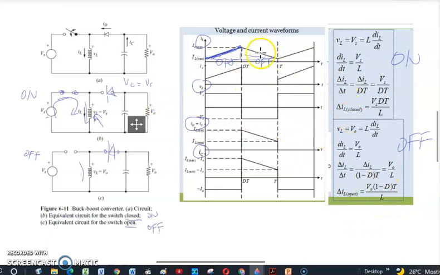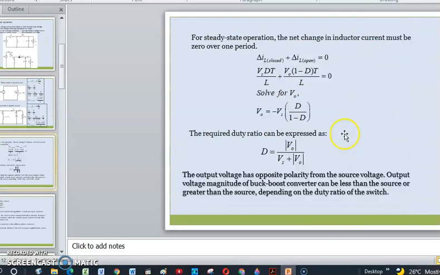So both equations, delta IL during on and during off, added together by right should be 0. For steady state operation, it means that we are analyzing the circuit in the steady state condition. The net inductor current change must be 0. Same as what we discussed or assumed for the buck and boost before. So the buck boost is also considered as steady state, where the on and off changes add up to 0. Plus on and off, 0.